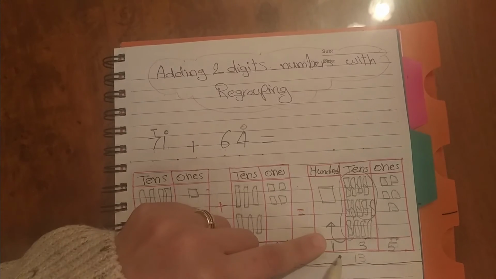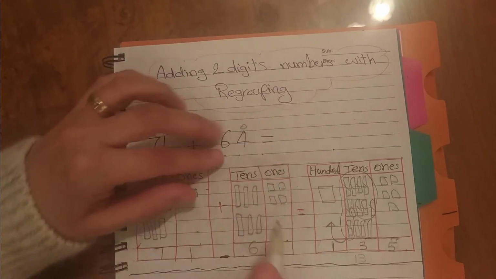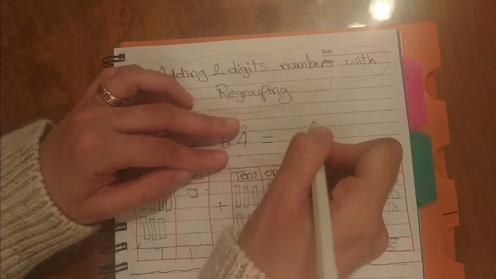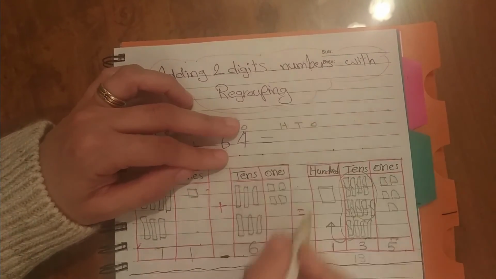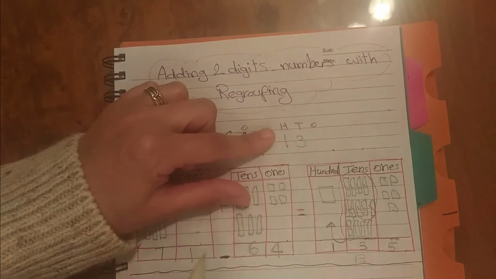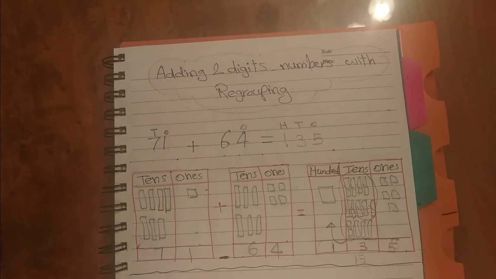So the answer here is 135. If we compose the answer, I have ones, tens, and 100. I have here 1 hundred, 3 tens, and 5 ones. So the answer is 135.